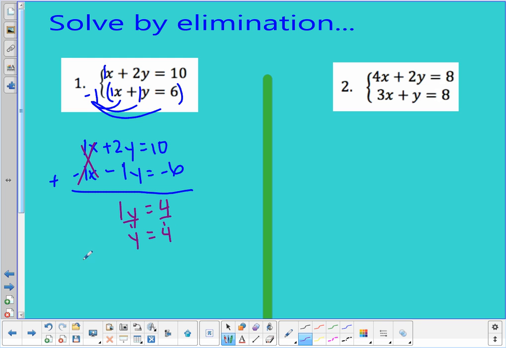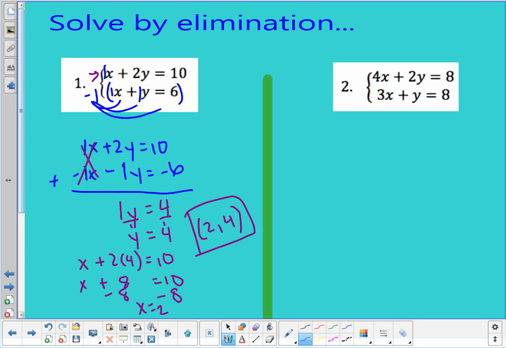Then I plug it back into one of the originals. I'll just use the top one. I have x plus 2 times 4 is equal to 10. That's x plus 8 is equal to 10. Subtract the 8, and I get x equals 2. So my solution here is x is 2, y is 4, and that is my system.